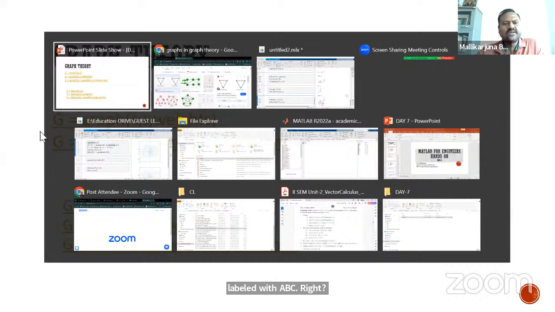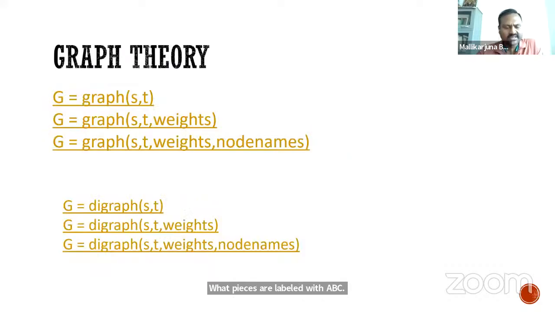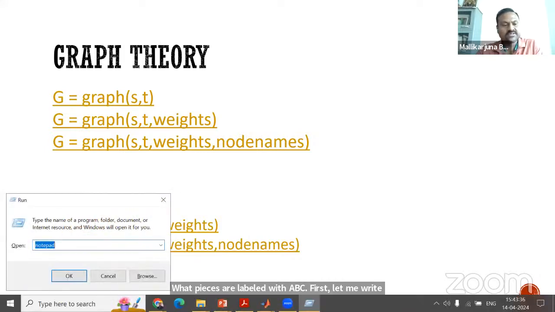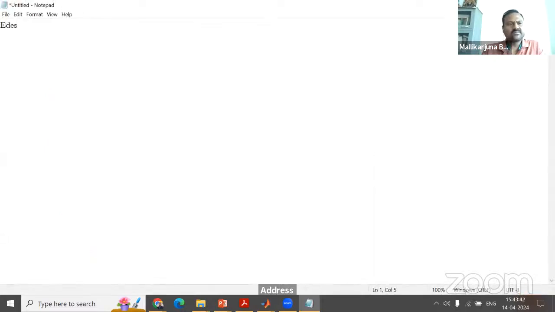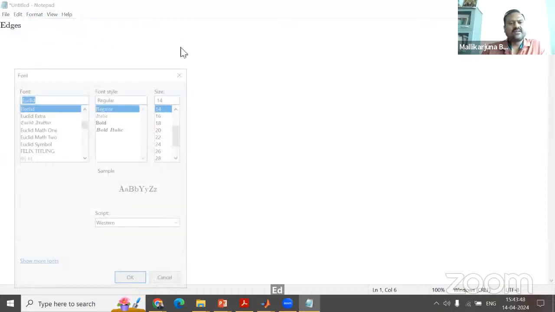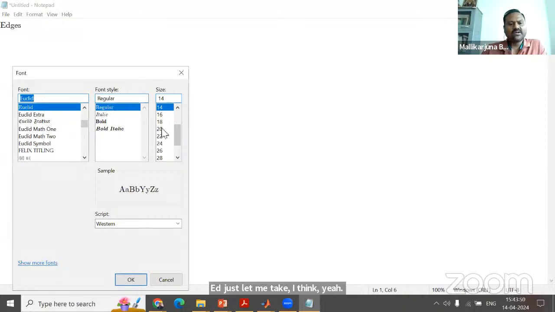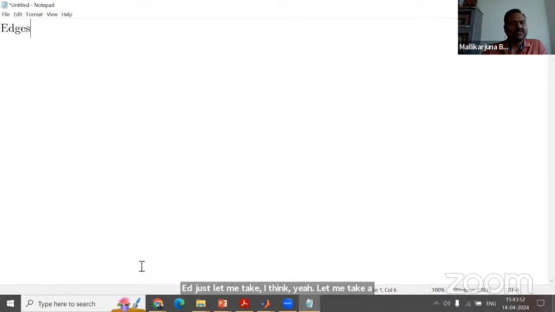First, let me write what it means exactly. Edges. Let me take a maximum font, otherwise it may not appear. Yes, edges. What about the edges? There are 3 edges, and before that, vertices.